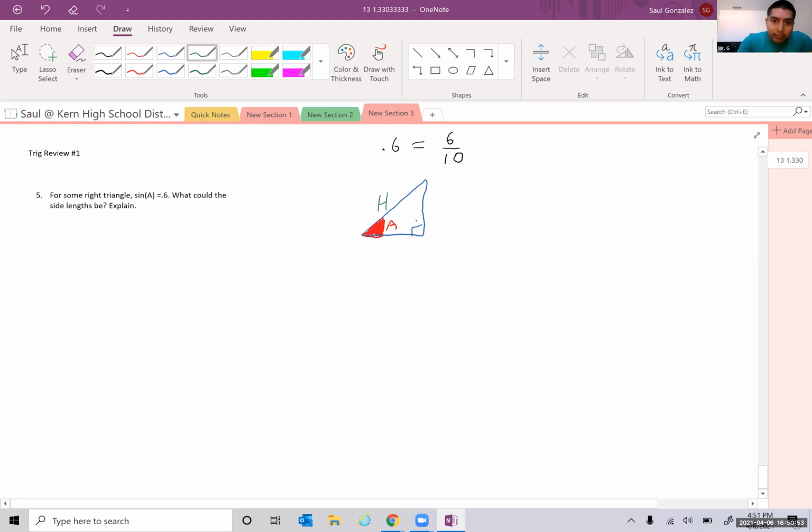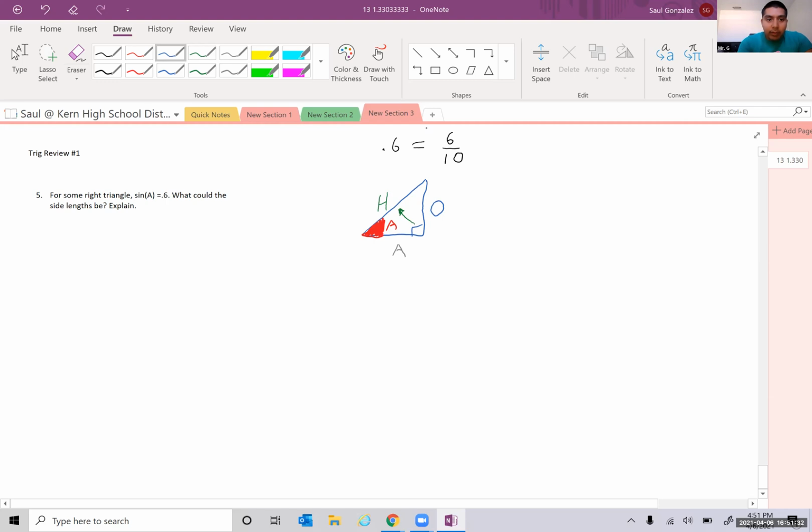And how do I know that? Well, it's across from this 90-degree angle. Remember that the largest angle is across from the largest side. So now the side that's here next to the angle A is the adjacent. So I'm going to label that with the letter A, A for adjacent. And now the side that's opposite of this angle is this side over here. I'm going to label that as O for opposite. Okay, what could the side lengths be?